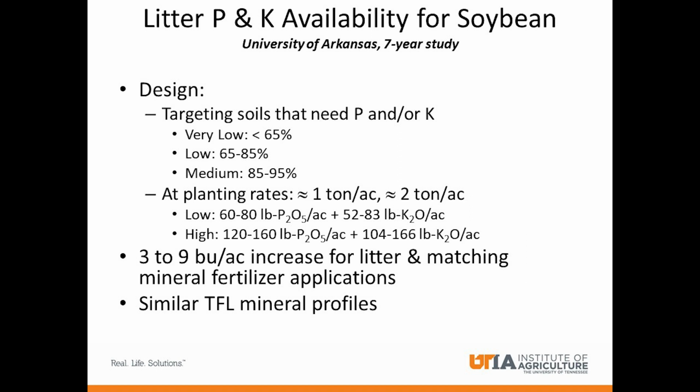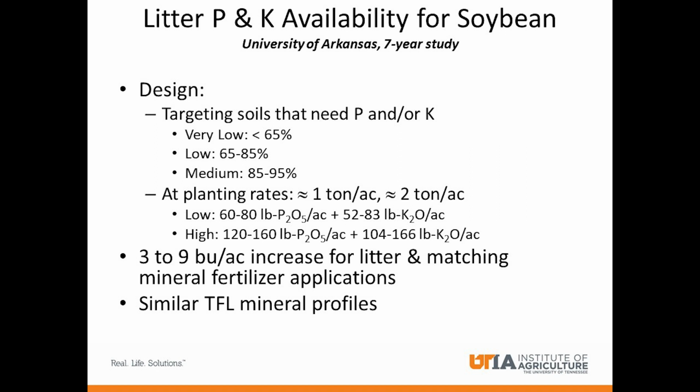Basically what they looked at is they targeted soils that needed P and/or K. Very low concentrations means yield was suppressed down to 65% of the yield potential. Low soils are 65 to 85% yield potential, and then medium. And then what they did is they took those low testing soils and they used 2 different rates of litter as a fertilizer, and they compared that with mineral fertilizers that were matched.